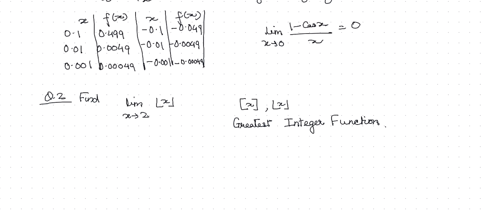For example, if it is 1.15, then it rounds off to 1. Then 4.5 would be 4, and negative 4.5 would be negative 5. Okay. So let's find the left hand limit and right hand limit.